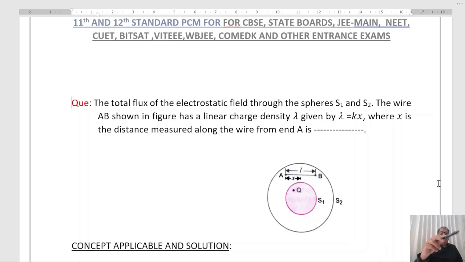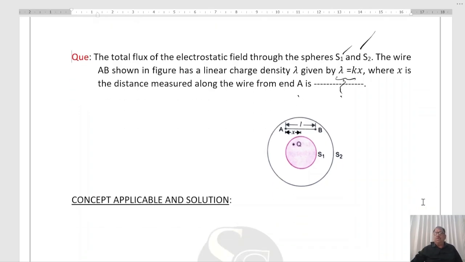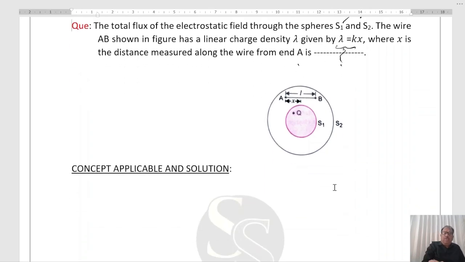The question is: find the total flux of the electrostatic field through the spheres S1 and S2. We have to fill in the blanks. Here is wire AB. The wire AB shown in the figure has a linear charge density lambda, given by lambda equal to kx, which depends on the distance, where x is the distance measured along the wire from A. Now, we know the formula.